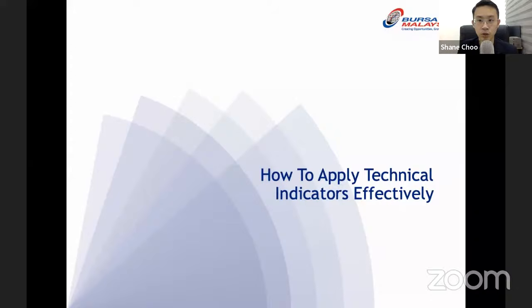If we know how to utilize all these different tools and indicators effectively in trading, we can improve our trading edge. We can probably increase our winning probability and also increase our win to reward ratio. That would help us to improve our trading edge in the market. So today we're going to look into this topic deeper.